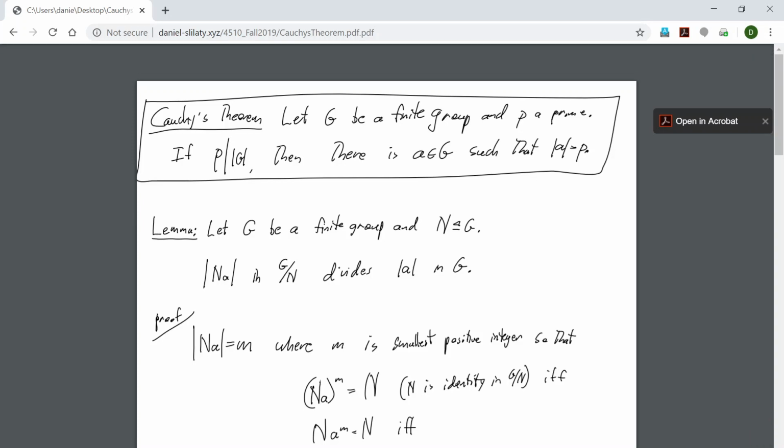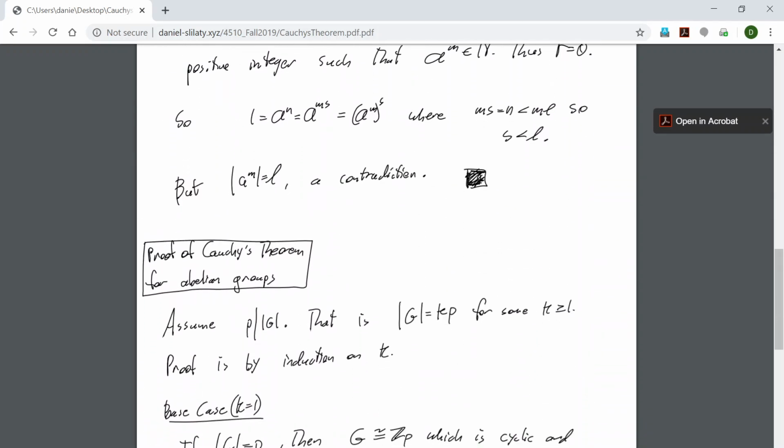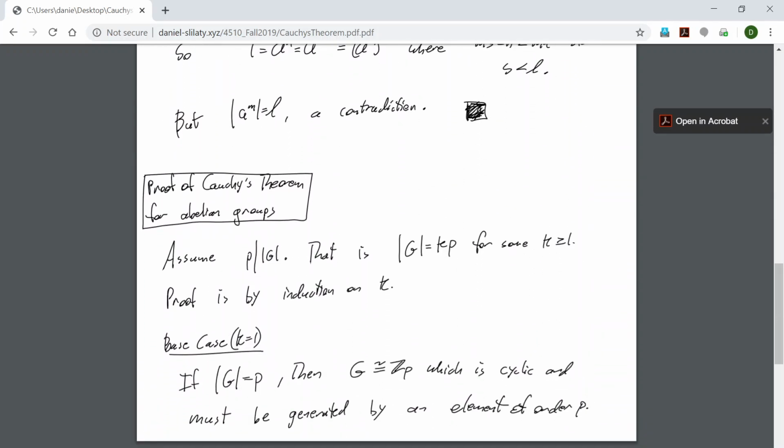If G is a finite group, any finite group, and P is a prime, if P divides the order of G, then there is an element in G that has order P. So that's for any group, abelian or non-abelian. We have not finished the proof, but we did do the proof for abelian groups so far. So that's the proof of Cauchy's theorem for abelian groups.